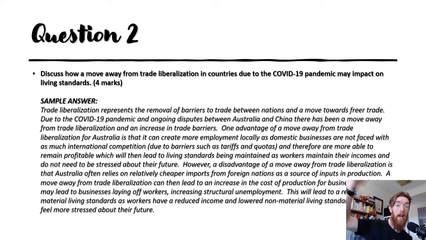So both of these things tie into both material and non-material living standards very, very quickly. Stress is such an easy non-material one to bring up in this case, but it's all about pointing out the pros and cons of moving away from trade liberalization. So why protectionist policies can be good in some ways and then ways that they can be bad. That's what I've done for this.